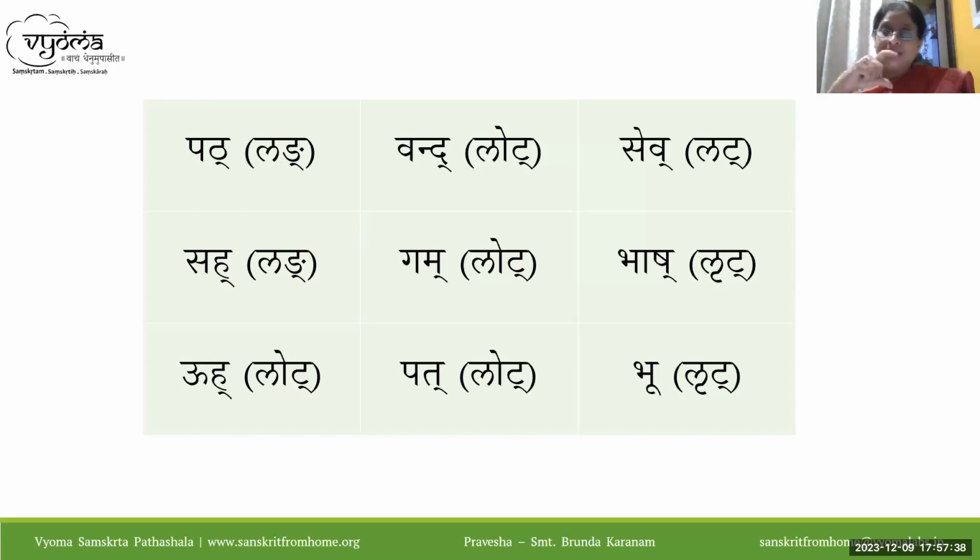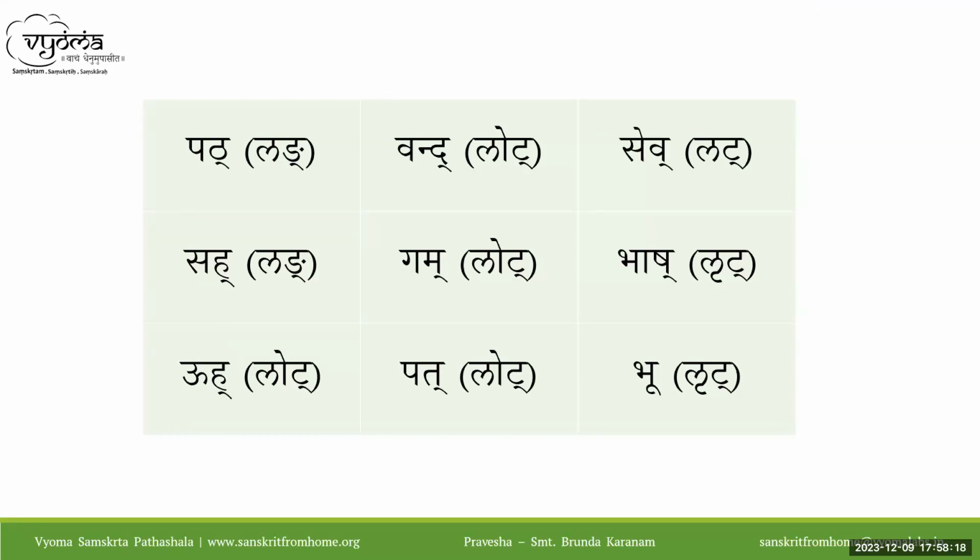How do you make out the difference in the patterns? In the Uttama Purusha, there is often confusion. Take Vand dhatu: in present tense it is Vande, Vandavahe, Vandamahe. In past tense, it is Avande, Avandavahi, Avandamahi. In lot lakara, it is Vandai, Vandavahai, Vandamahai. That is what I was trying to explain.